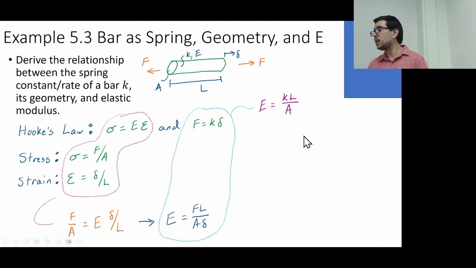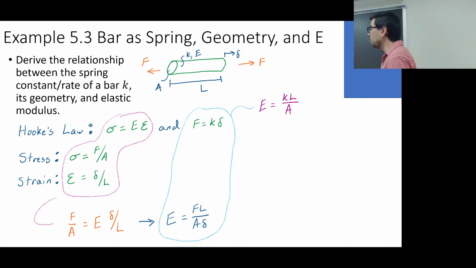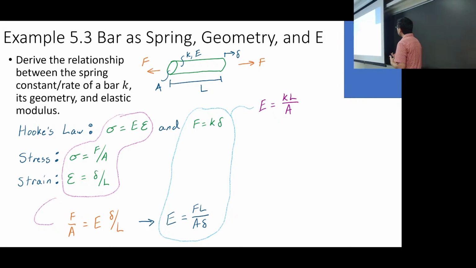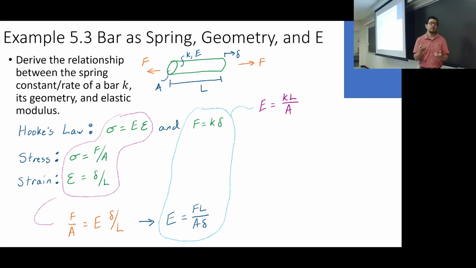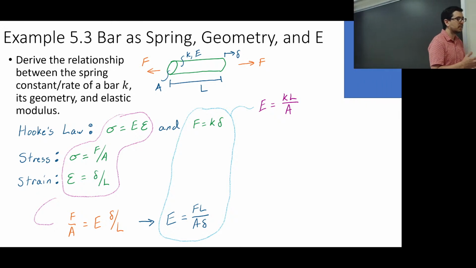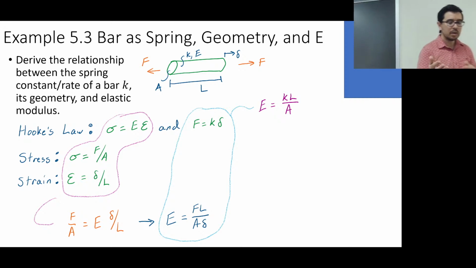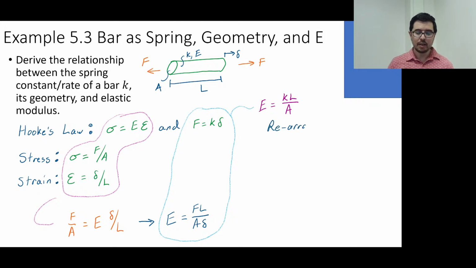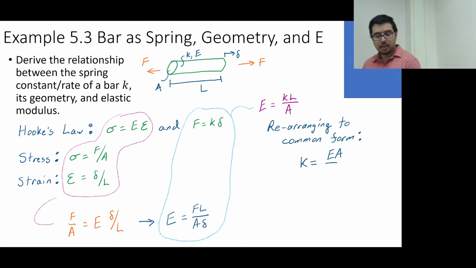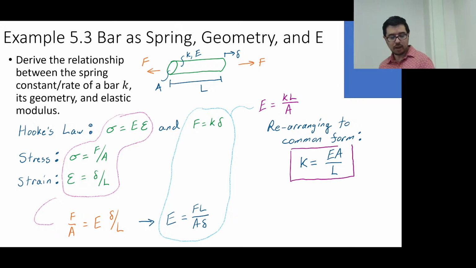This is a nice relationship, and it's one I could manipulate. If I knew I had an elastic modulus for my material, I could pick an area, and then I can pick a length for the spring constant. So this is a pretty popular one, and this is the most popular one. K is equal to EA over L.